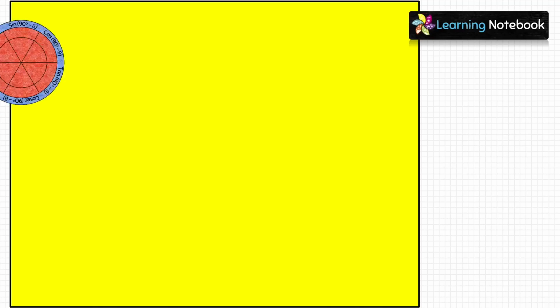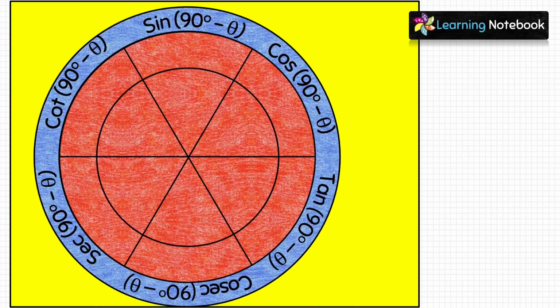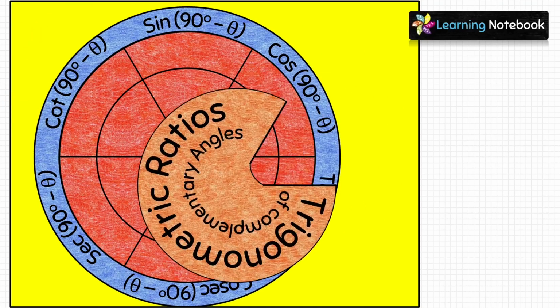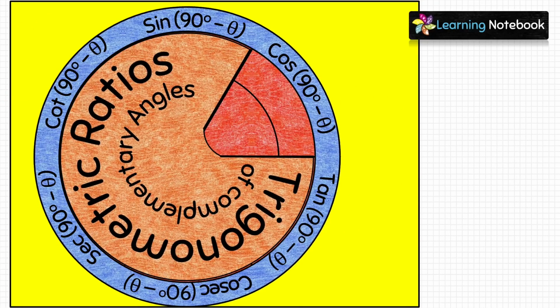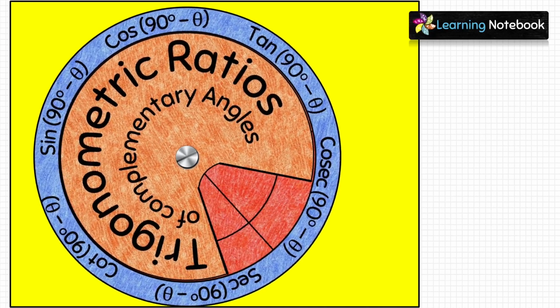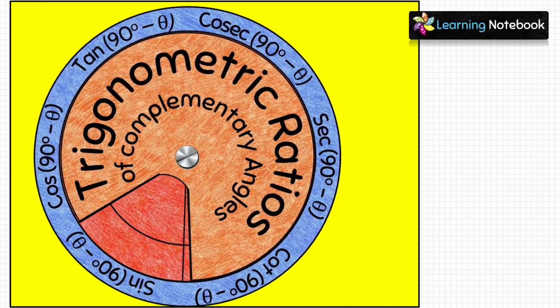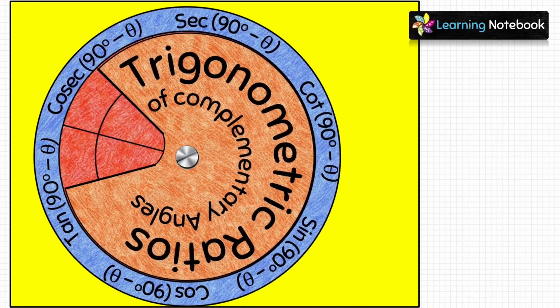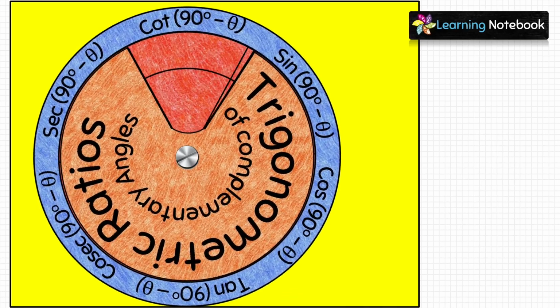Now let's continue with our activity. First, place the red circle on this cardboard and then place the orange circle on it. Then locate their center and fix these circles on the cardboard using a nut and bolt. Students, you should be able to rotate these circles as shown here.